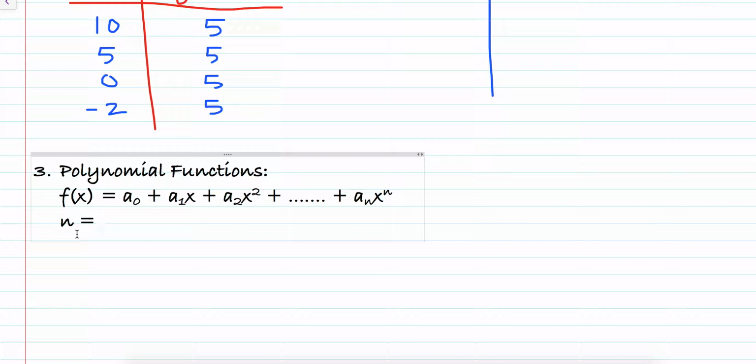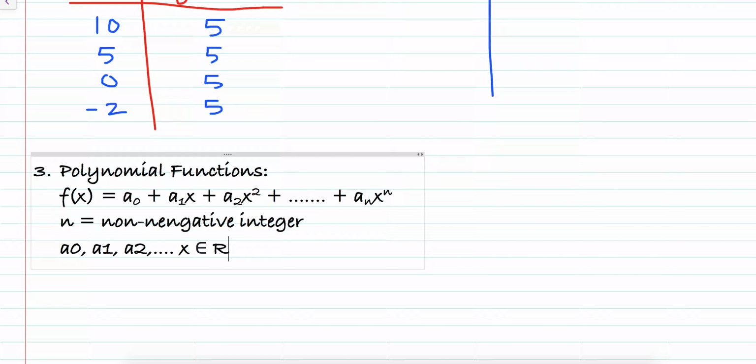So n is, or better say, a non-negative integer, and a0, a1, a2, these all are real numbers.